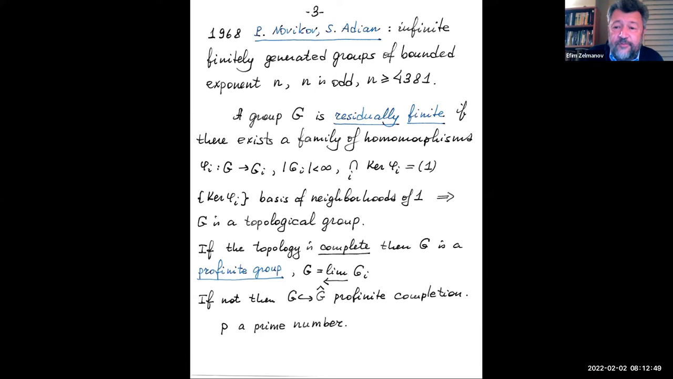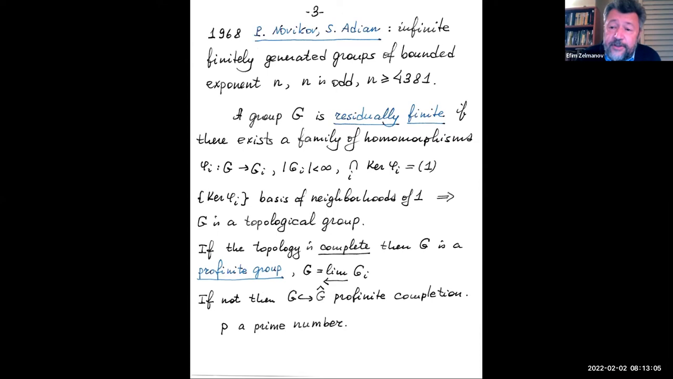If a residually finite group is not profinite, so the topology is not complete, we can consider the completion, which will be a profinite group. So every residually finite group is embeddable into its profinite completion.